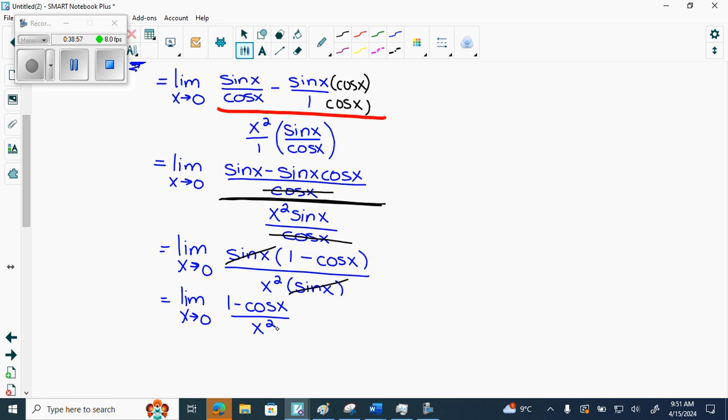Correct? So now are we in a form we could do L'Hopital? Yep. So we're going to get the limit as x approaches 0. What happens to the 1? Goes away. What happens to negative cos x? Becomes positive sin x. And then 2x in the denominator. Can I plug a 0 in currently? Nope, still an indeterminate form. So what do I have to do? Do it again. The limit as x approaches 0. What's the derivative of sin x? Cos x. And the derivative of 2x? 2. And now I can plug in. The limit goes away when I distribute in.